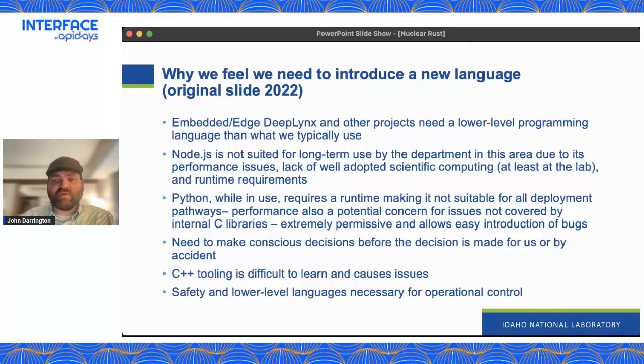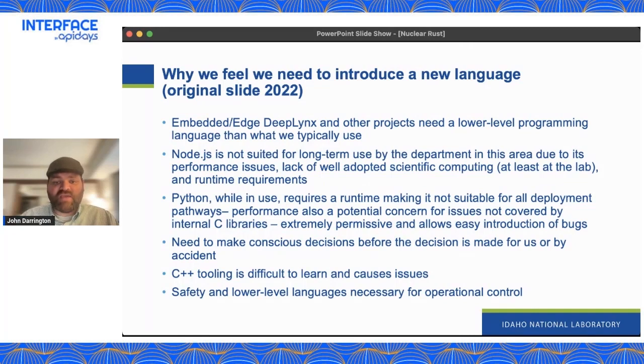So first of all, we were dealing a lot with Node.js, with a lot of our web-based services. But again, there's a lack of well-adopted scientific computing, at least at the lab. There's runtime requirements, so not really good for a low-level language. Python, again, has a runtime requirement. You can work with Python, but again, performance becomes a concern when it's not covered by the internal C libraries. It's permissive and allows for easy introductions to bugs.